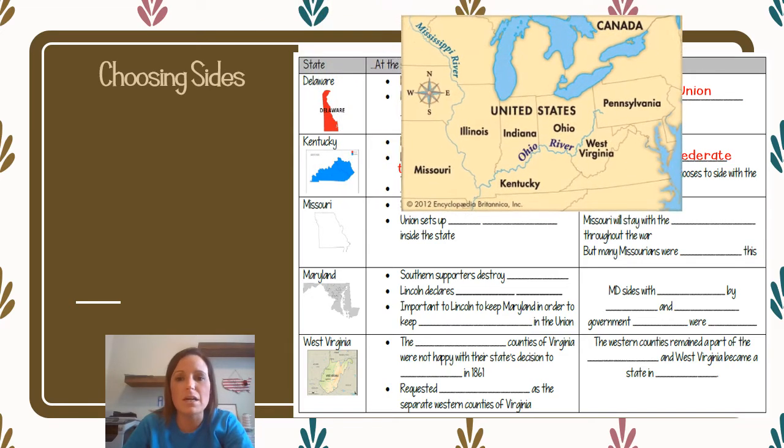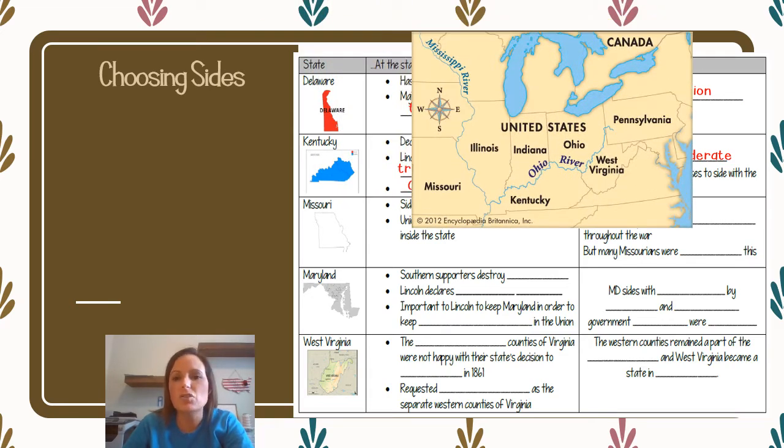By keeping Kentucky on his side, Lincoln now controlled all of the Ohio River, a major waterway he could use to transport troops and supplies. He then set his sights upon the Mississippi River and the volatile state of Missouri. Missouri was trickier for Lincoln. Controlling Missouri would mean the Union could control parts of the Mississippi River and major routes to the west.